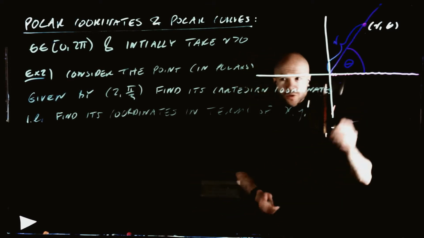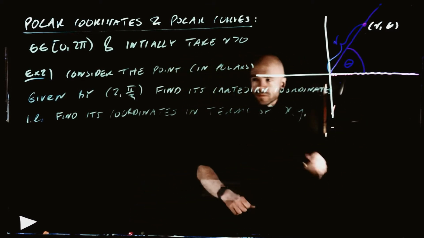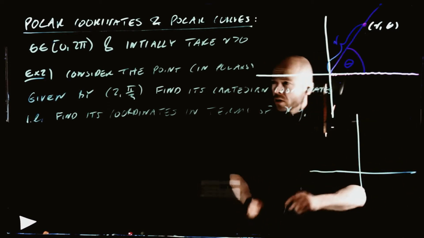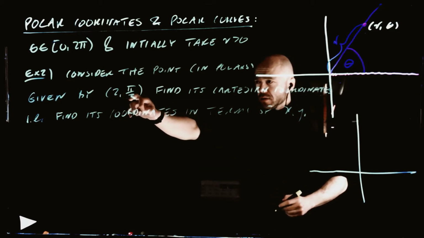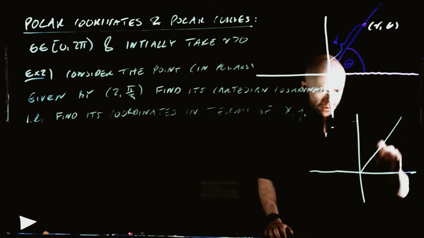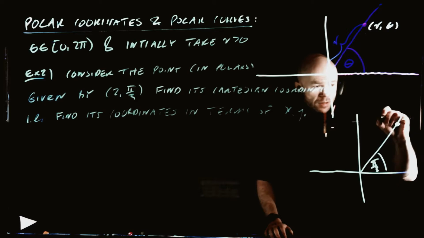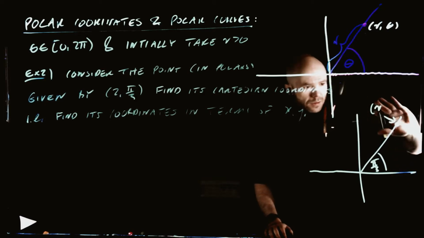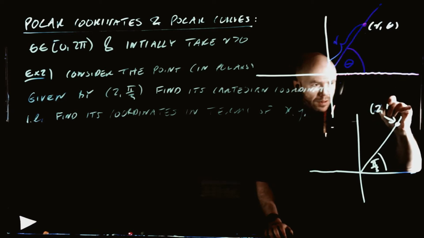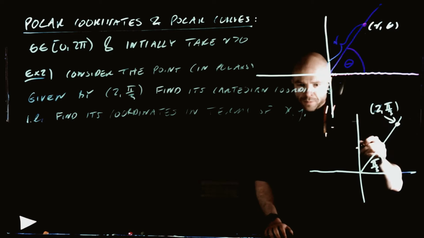Okay, so let's draw a picture. And I recommend you do this for all these questions. We have that the radius is 2 and the angle is pi over 3. So pi over 3 is something like this. Okay, this is pi over 3. And the radius is 2. So this is our point here.